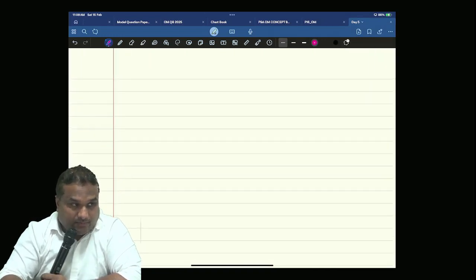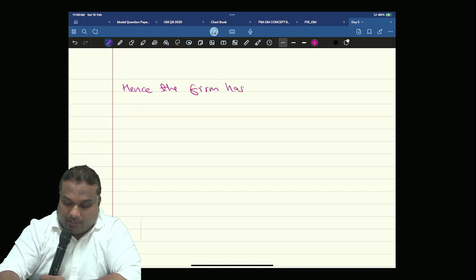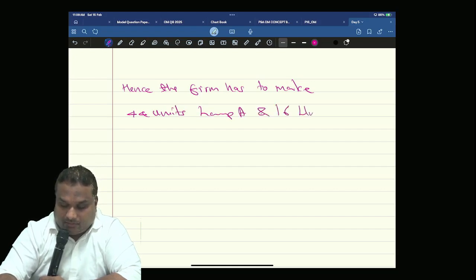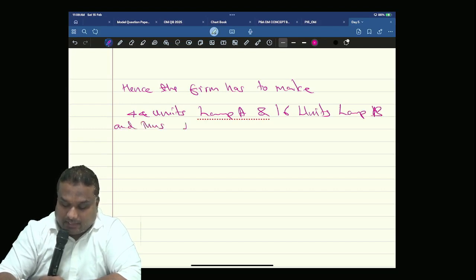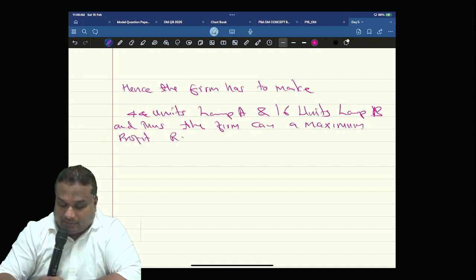Hence the firm has to make 44 units of lamb A and 16 units of lamb B. And thus the firm can earn a maximum profit of rupees 440.